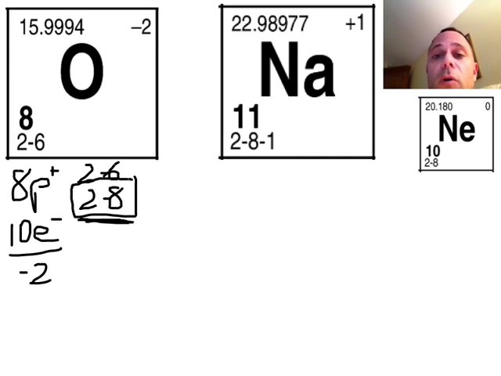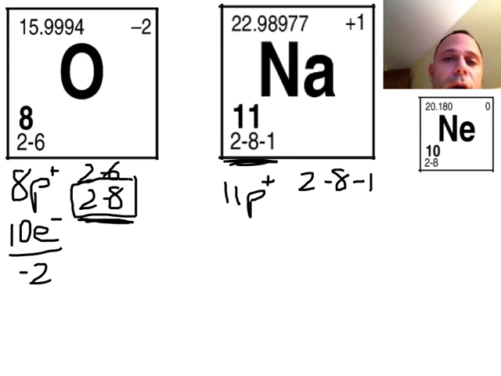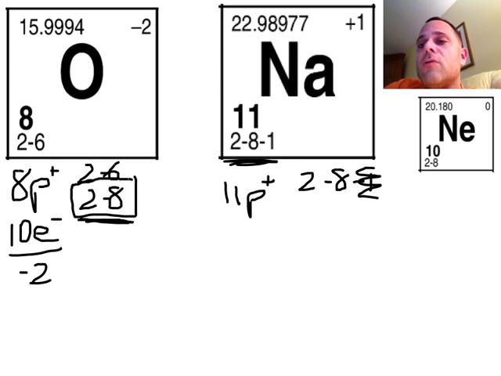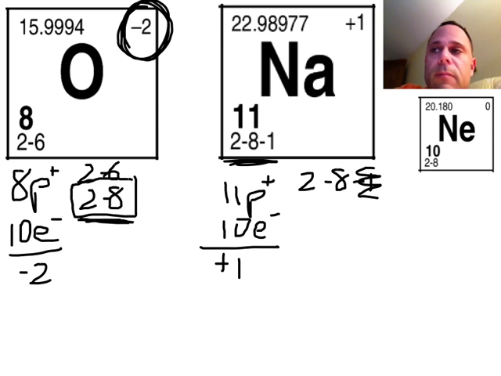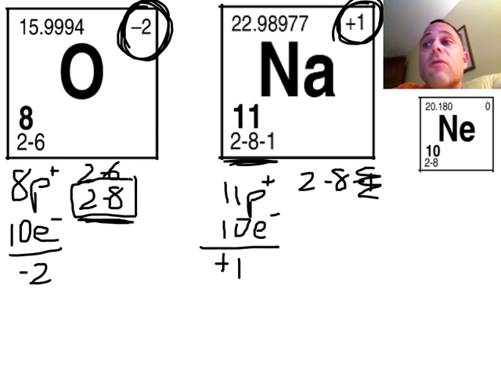Sodium, conversely, started out as 2-8-1. It had 11 protons, and when it ionized, it lost that last electron, so it ended up with 10 electrons as well. But it ended up with a +1 charge. So the -2 charge can be seen right here. The +1 charge can be seen right there, called oxidation states, by the way.